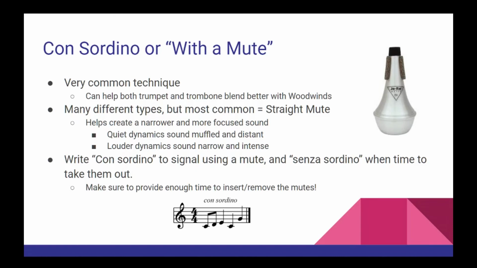Next up, let's tackle con sordino, or playing with a mute. One big advantage of using mutes in your music is that they help both the trumpet and trombone blend more fluidly with woodwind instruments, especially when both mutes and quiet dynamics are used together. Brass instruments have many different types of mutes, but the most common type is the straight mute. This is a simple cone-shaped mute that the trumpet and trombone players can insert into the bell of their instrument to create a narrower and more focused sound.